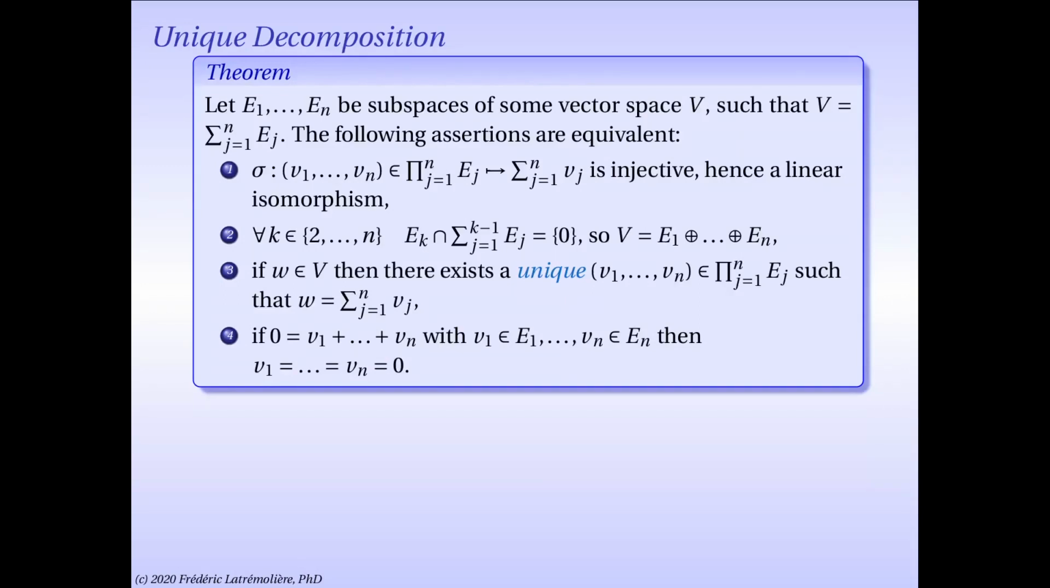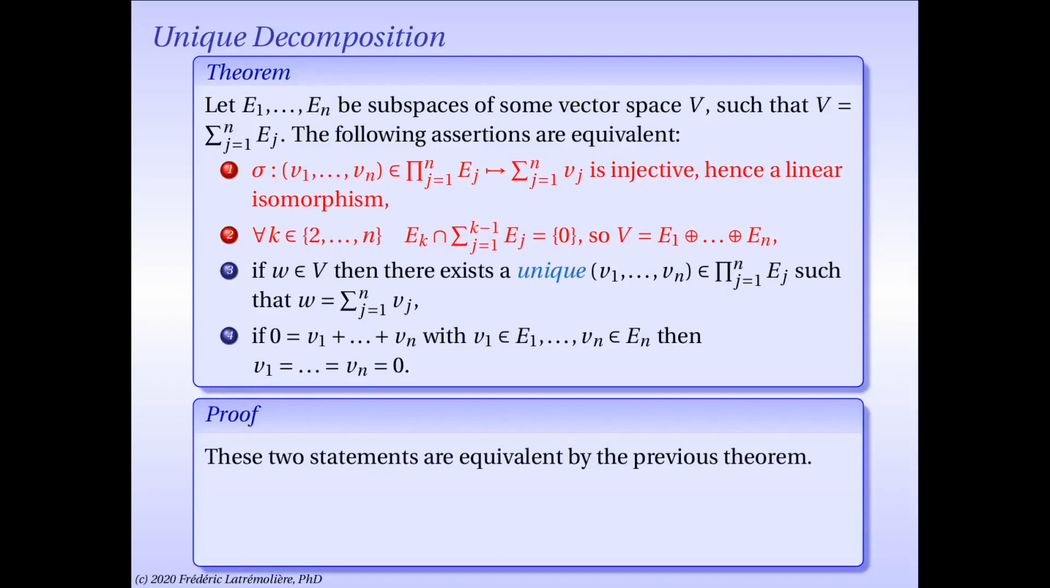It's basically entirely based on what we've done so far. It's a summary of our efforts. Indeed, the first two statements are equivalent by the previous theorem, which we just finished proving. Now, the third point is actually just a statement of the definition of what sigma being injective means. You see, if sigma is injective, then indeed there is only one possible way you can write a vector of your vector space as the image by sigma of some n-tuple with the property, again, that the first coordinate of the n-tuple is in E1, the second in E2, etc. So certainly 3 is equivalent to 1 by definition.